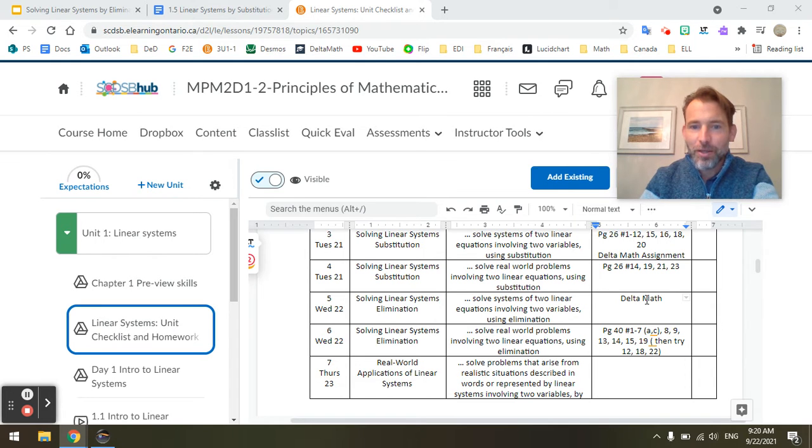So to give you a tour of what we're looking at today, yesterday we looked at linear systems by substitution. And today we're looking at a new method to solve linear systems algebraically, and it's the elimination method. There's a Delta Math assignment for you, and there are questions in the textbook also for your practice. Now, let's get right to it.